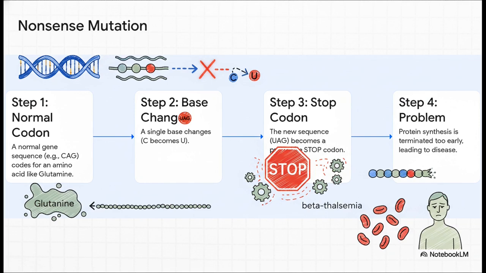Take beta thalassemia, a very serious blood disorder. In this condition, just one single base change, just one, transforms a regular instruction into a sudden stop sign. It's like telling the factory to just stop production right in the middle of the assembly line. The machinery just halts. The protein is never finished. And this, my friends, is what we call a nonsense mutation.